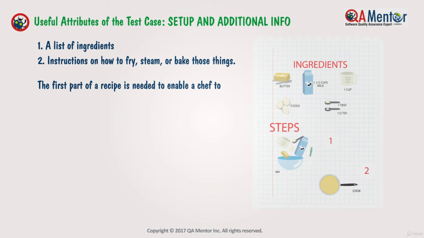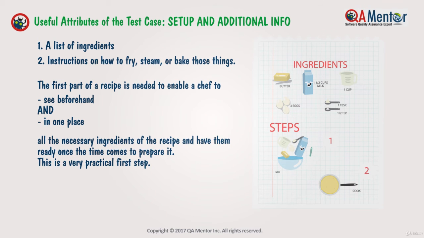The first part of a recipe is needed to enable a chef to see beforehand and in one place all the necessary ingredients of the recipe and have them ready once the time comes to prepare it. This is a very practical first step.